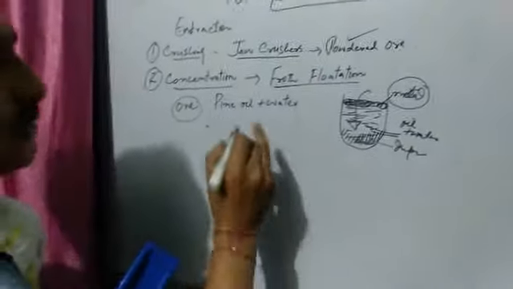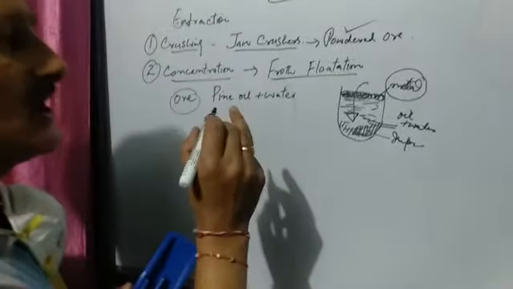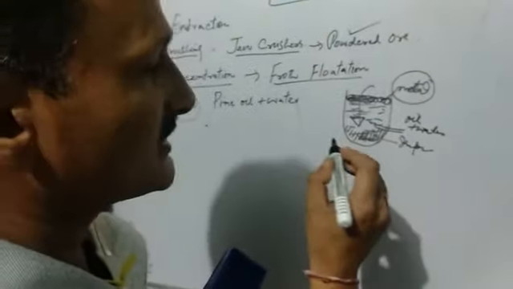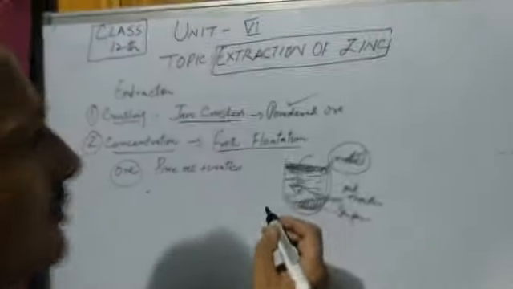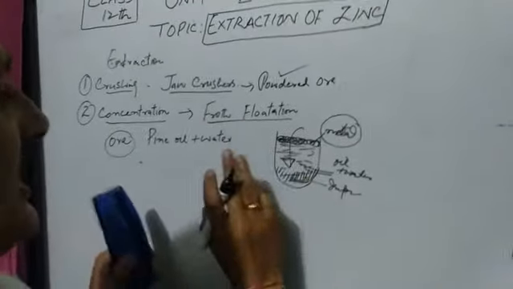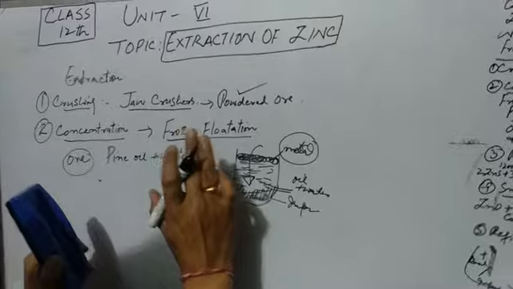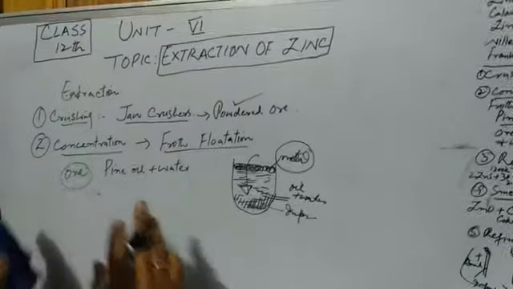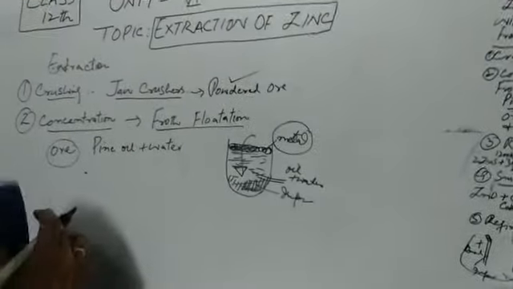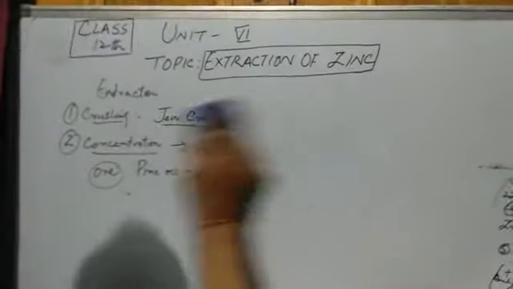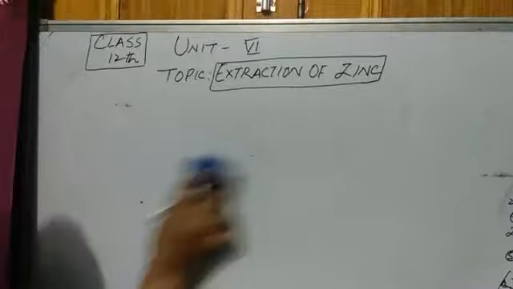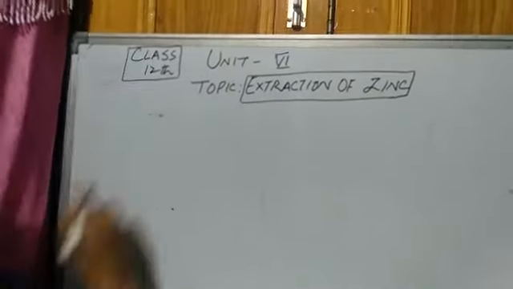This concentrated ore is not pure. It may contain certain more impurities. So we get concentrated ore as a result of froth flotation process. So this is all about step number 2. Then moving to step number 3. Step number 3 in the extraction of zinc is roasting.